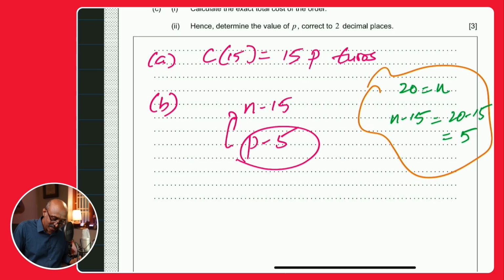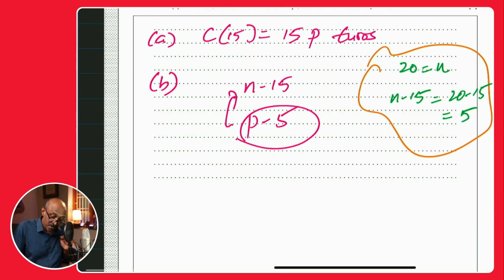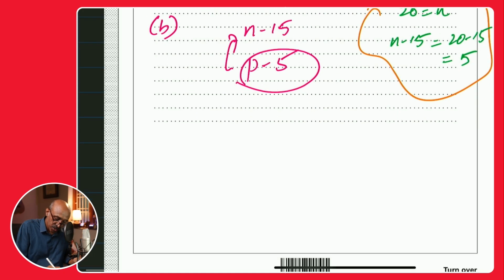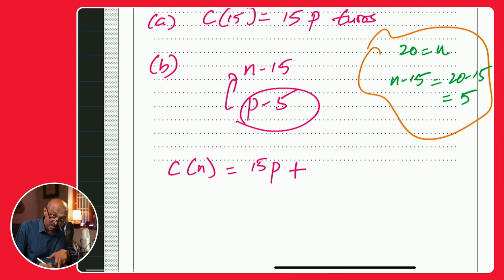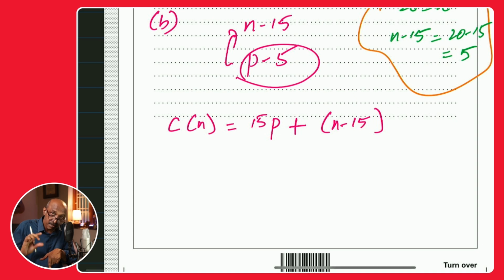If you had to write down CN, what are they asking? What is the word they use? The total cost for ordering N hats, N greater than 15. Remember, the first 15 hats, there's no discount. That's just 15P. So how do we write that expression? Let me use the same color, CN. This 15P represents the first 15 hats. Now anything more than 15, that's the expression we have, N minus 15, which we just came up with. That number, N minus 15, represents the number of hats more than 15. That's going to be charged P minus 5 per hat. Because they have reduced it for anything more than the 15th hat, the 16th hat will be €5 less than P euros.